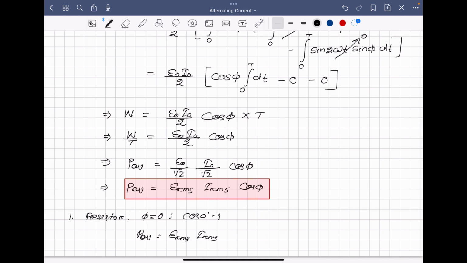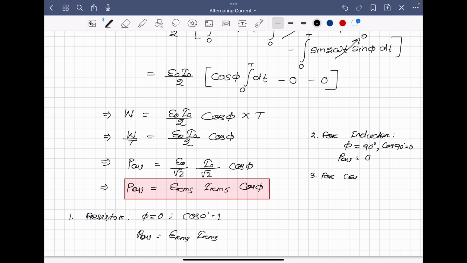Then what about inductive and capacitive circuits? Just write down for the inductor only. For an inductor, we know the phase angle between the EMF and current is 90 degrees, and the current lags behind the EMF by phase pi by 2. Then cos phi is 0, that is, cos 90 becomes 0. As cos 90 is 0, our average power becomes 0.